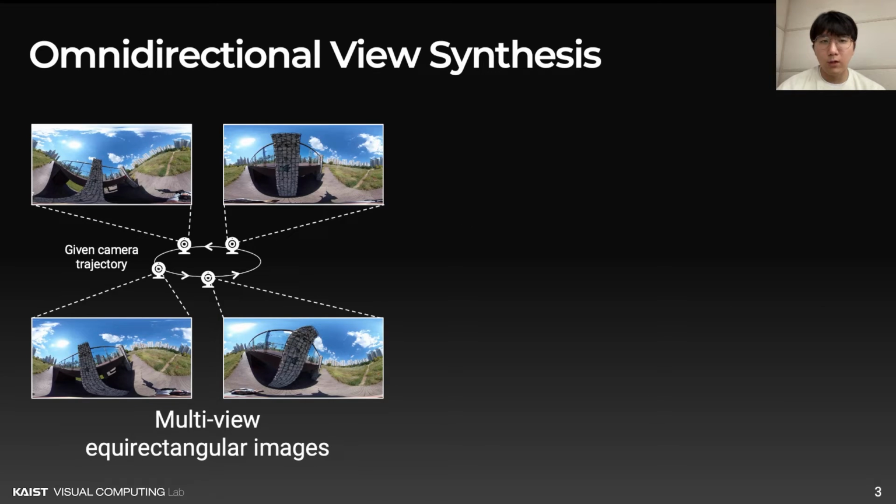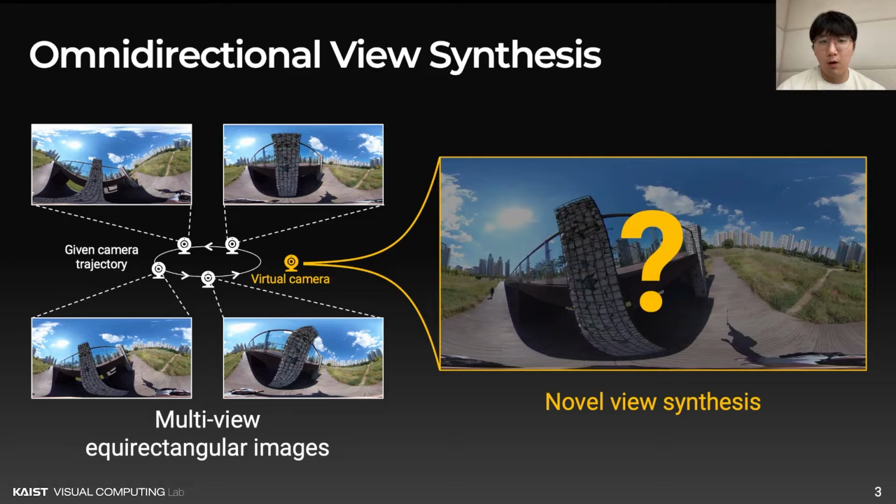If we have multi-view equirectangular images with their camera poses, we can synthesize novel views from a virtual camera. We call it omnidirectional view synthesis.